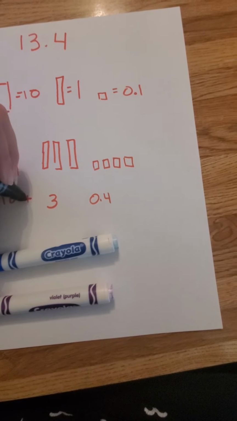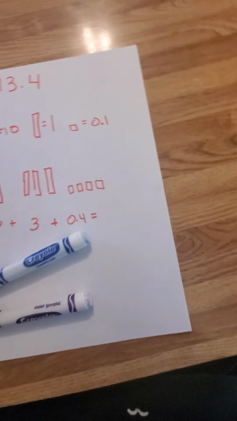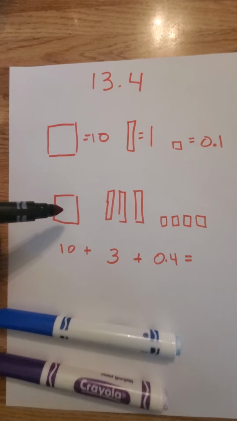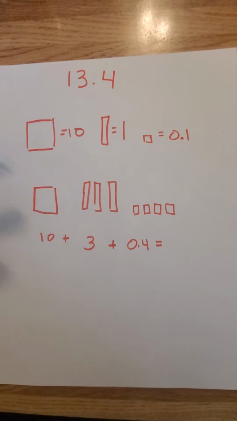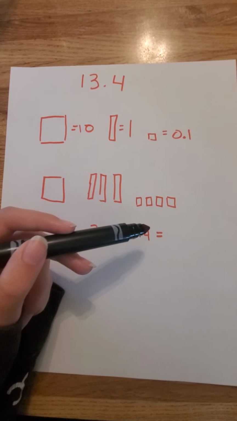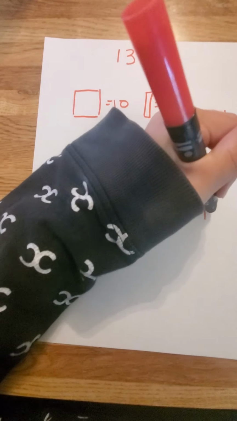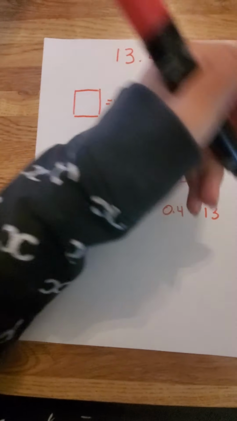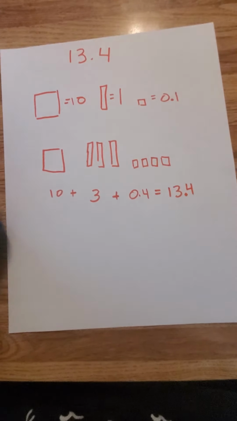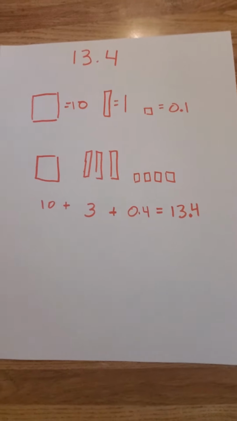So now let's put these all together just to make sure that our drawing is correct. I have a 1 in my tens place, a 3 in my ones place, a 4 in my tenths place, and if we put those all together, 1 in the tens place, 3 in the ones place. Remember to put a decimal before the tenths, and a 4 there. So this drawing does represent 13.4, just like we set out to do.